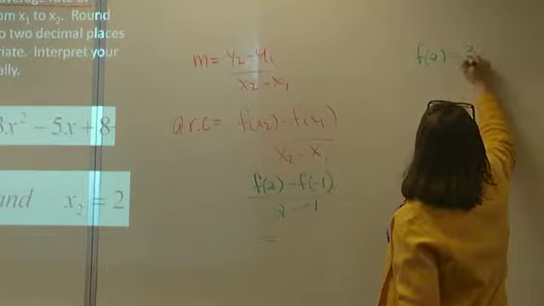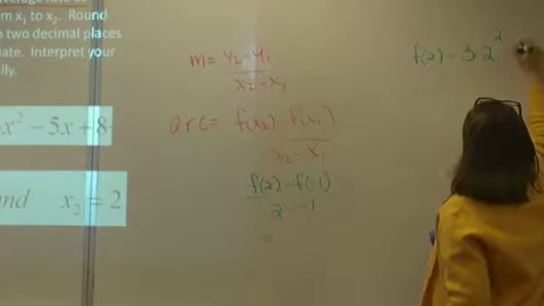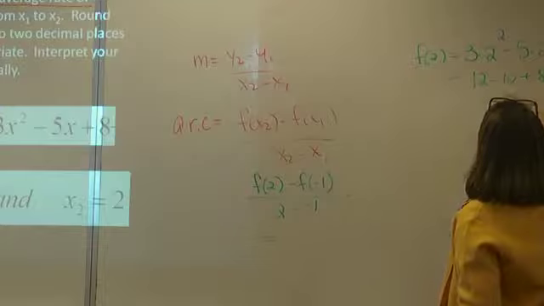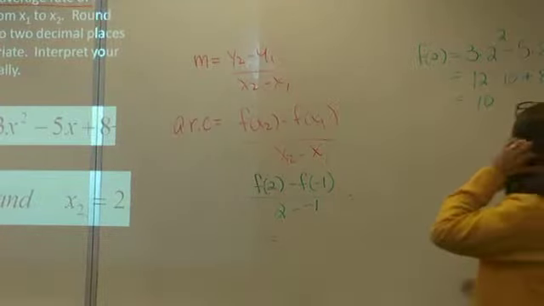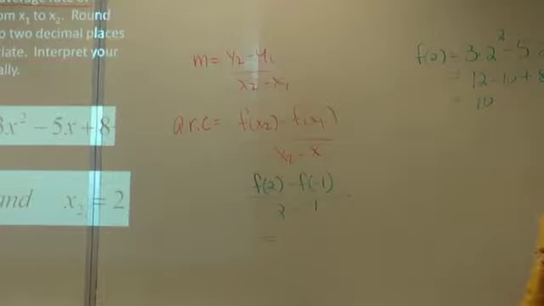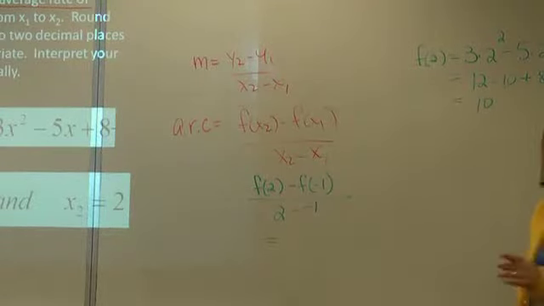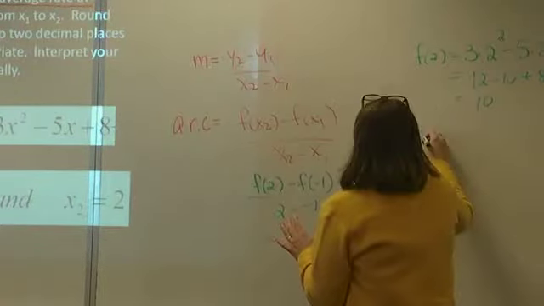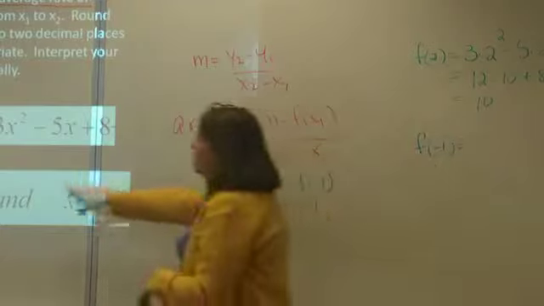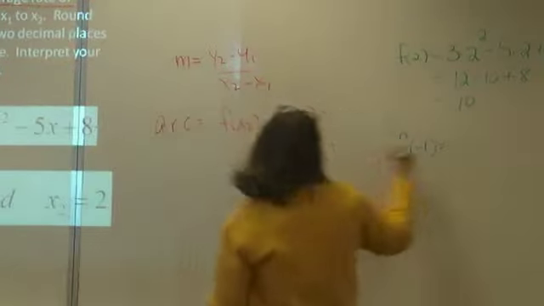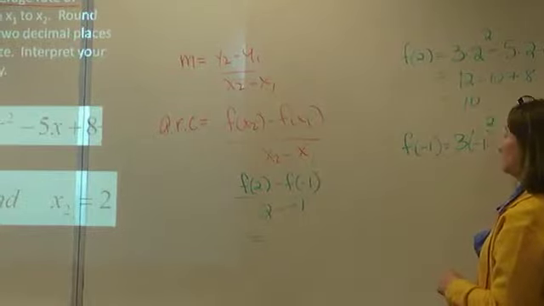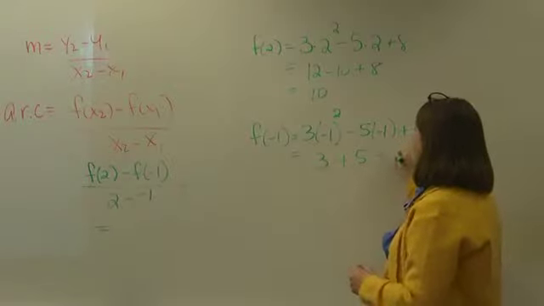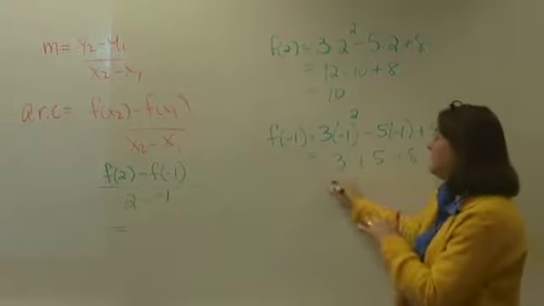Plug in a 2: 3 times 2 squared minus 5 times 2 plus 8. Can someone confirm it's 10? F of 2? Okay, good. This is going to be on film, so we want to make sure they're on it. F of -1: plug in -1 here and here. 3 times -1 squared minus 5 times -1 plus 8. 3 plus 5 plus 8. 16.